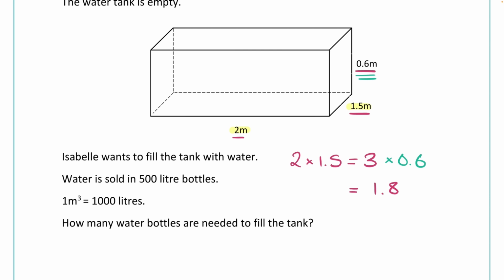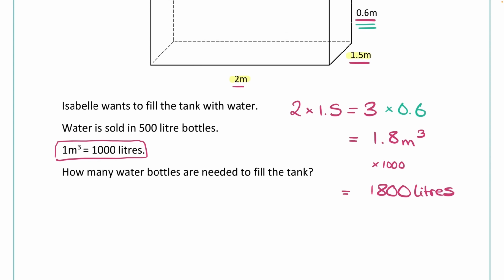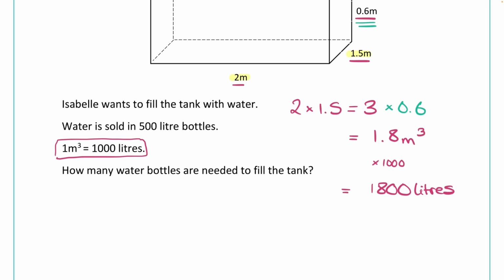That is now a volume, which of course is in metre cubed. And it tells us here that 1 metre cubed is equal to 1,000 litres. So we can multiply this by 1,000, which will turn it into litres, and that gives us 1,800 litres. So we need to fill this tank. It's 1,800 litres, and it told us that water is sold in 500 litre bottles.